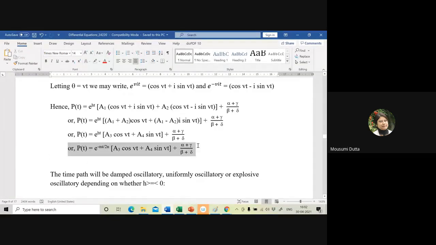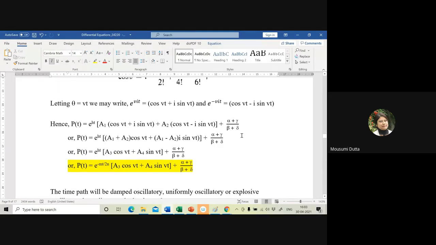So please look at this expression. If required, go through the things once again and let me know whether you agree. Now this will be the shape of the time path if I present it in terms of cos and sine.